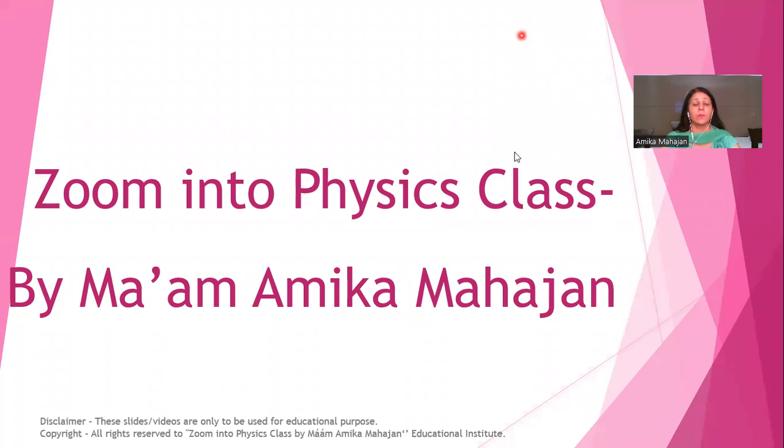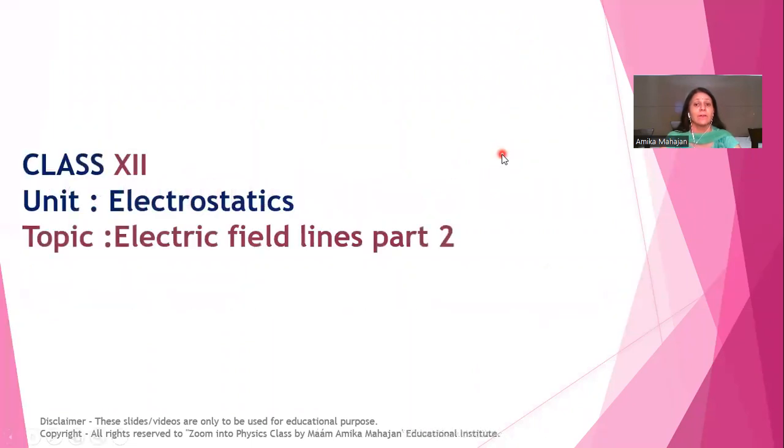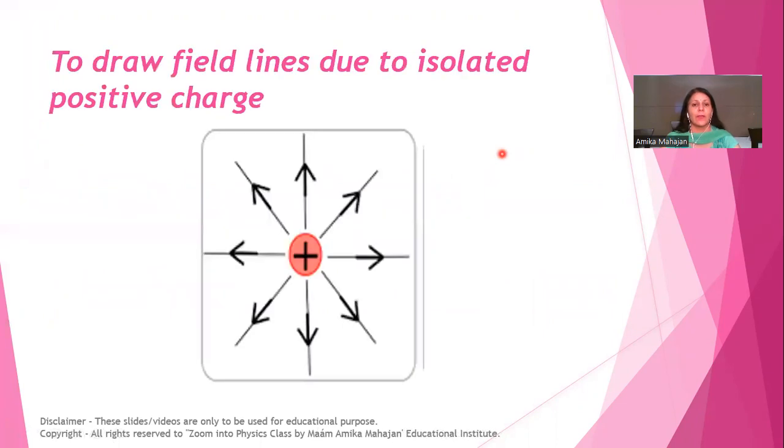Welcome to my channel. This video is focused on how to draw electric field lines in different cases. First of all, I will consider isolated charges. First, I am taking a positive charge. We know that electric field lines start from positive charge and end at negative charge. I will consider here the negative charge to be at infinity.